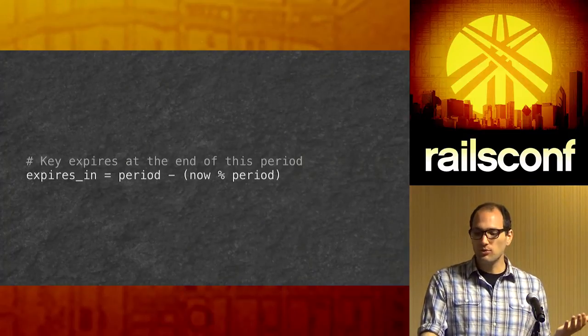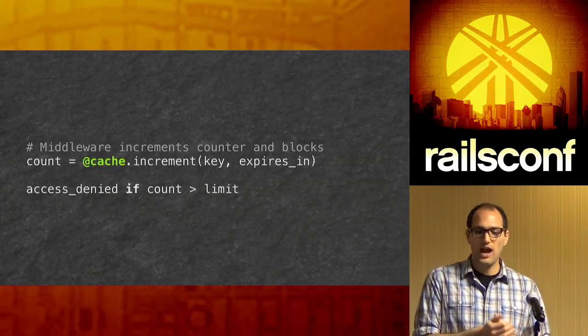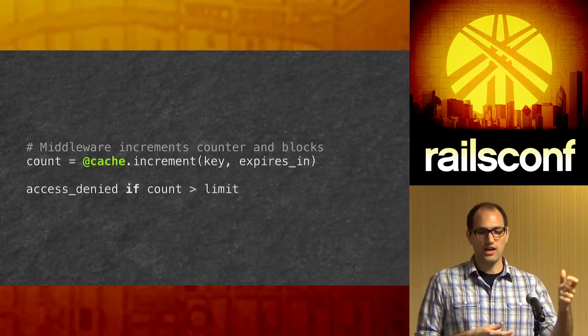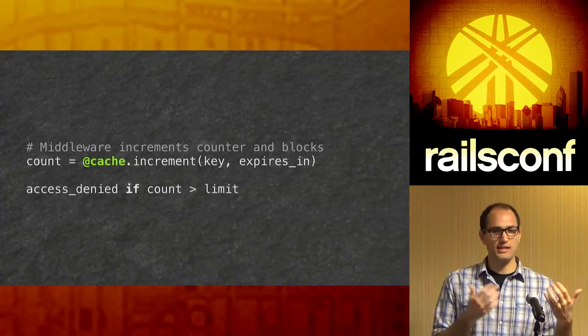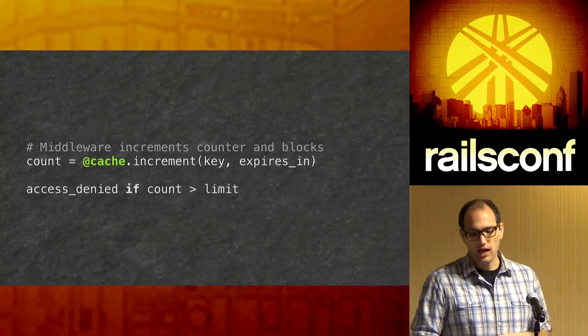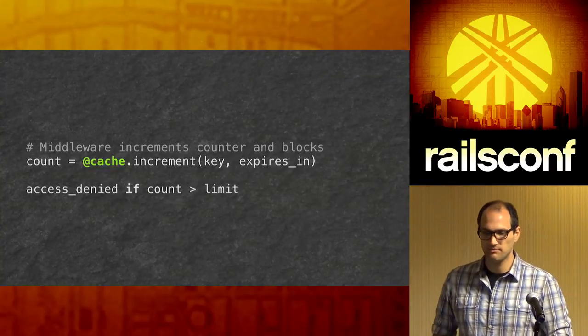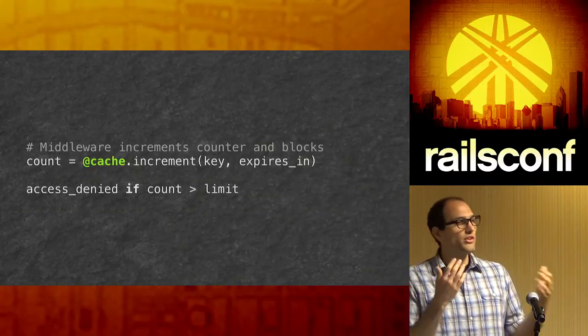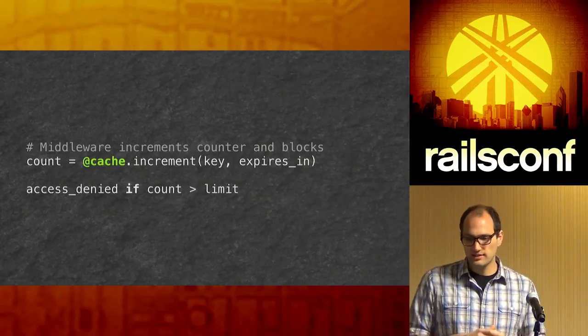And so then the Rack middleware is really doing pretty simple stuff. For whatever your cache is, we're saying, increment this key with this expiry. That's going to give us back the count of how many requests have been made that match that throttle. And if it's more than our limit, we're going to return that access denied response. So we roll this out, and we're able to have this global throttle per IP address.